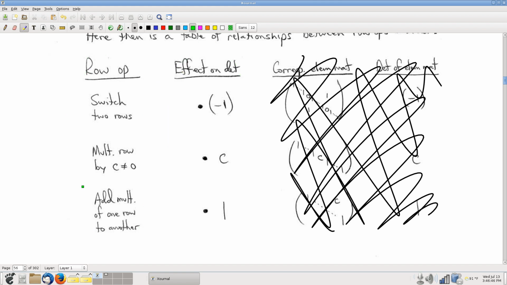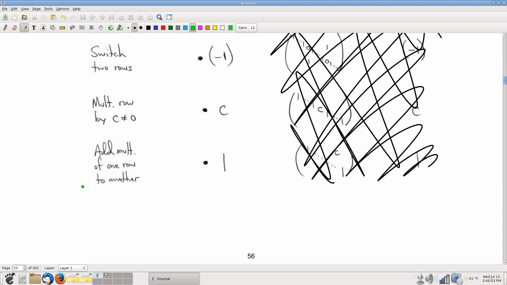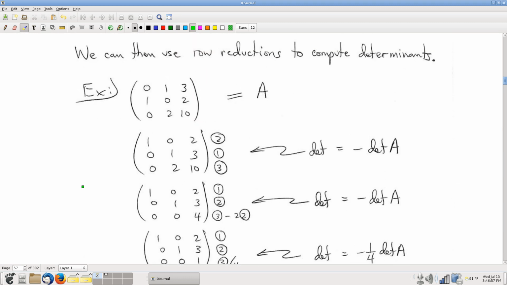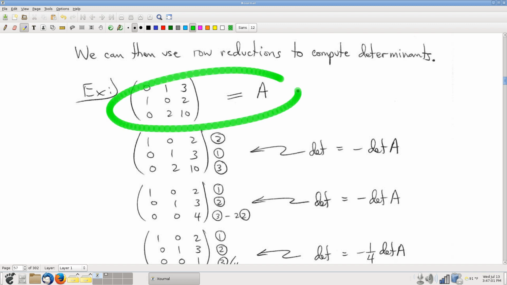Okay. Now, before we go on to the other side of this table, I want to show right away that there's a nice application for how to use these ideas, and that is you can use row reductions to compute determinants. And I'll show you by example. Here's a matrix for which I might be interested in the determinant. Of course, we know how to compute determinants. We have this method of cofactors, but let's go ahead and do this anyway.